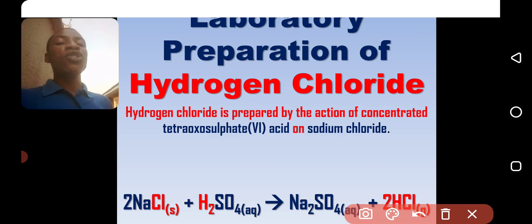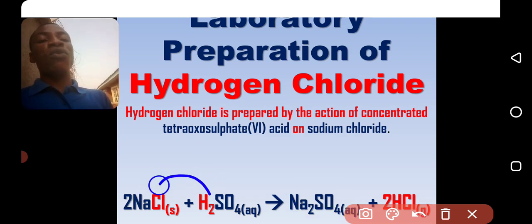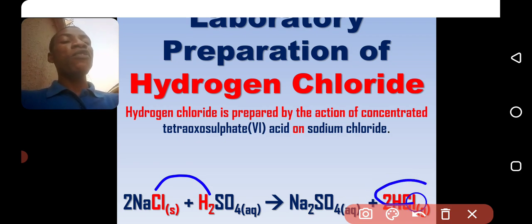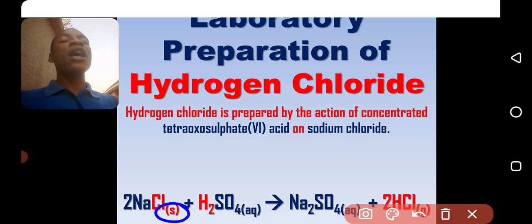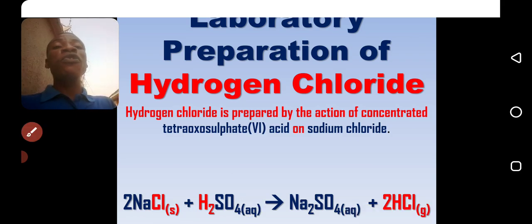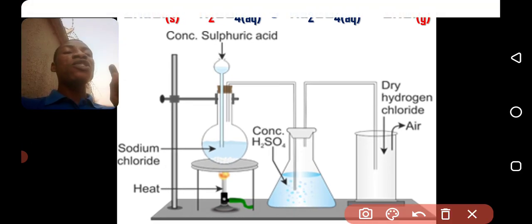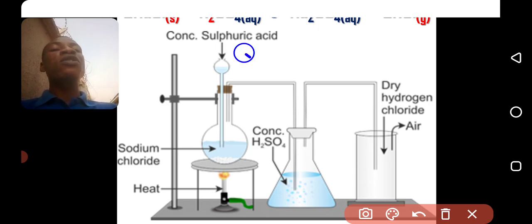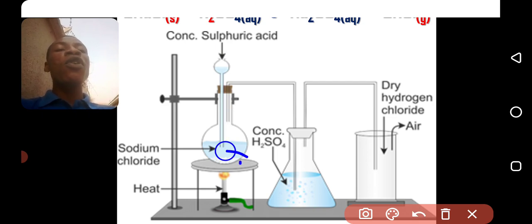So you can see here, the Na will react with the SO4 to give us Na2SO4, and then the H will combine with the chlorine to give us HCl. So that is all about the reaction, and because it's a solid and aqueous reactant, you are expecting a round bottom flask with a thistle funnel inside it, as you can see in this place. You put your conc H2SO4 in this thistle funnel, and then your sodium chloride in solid form inside here, and you heat it.